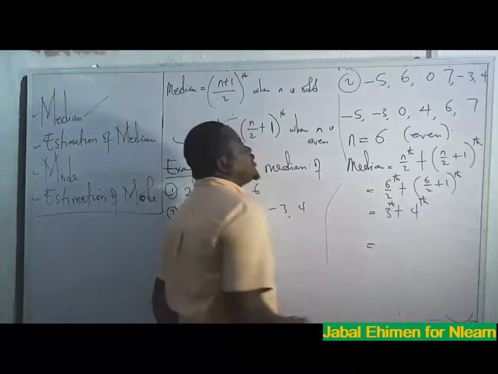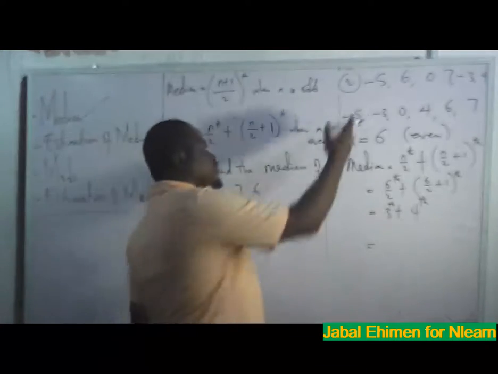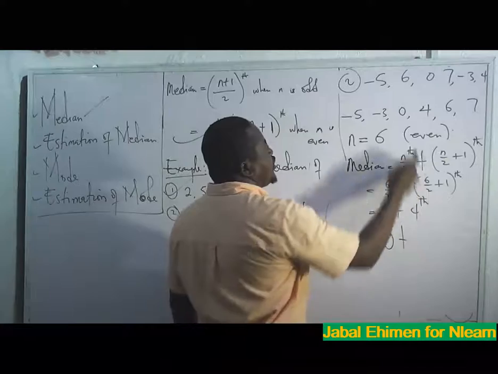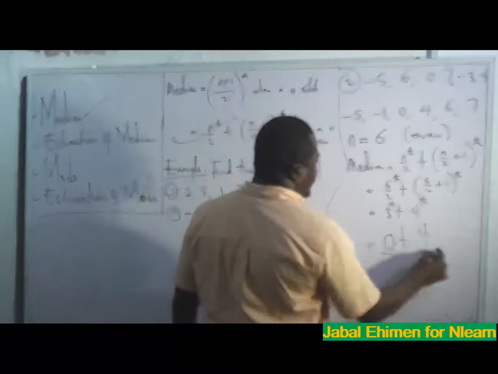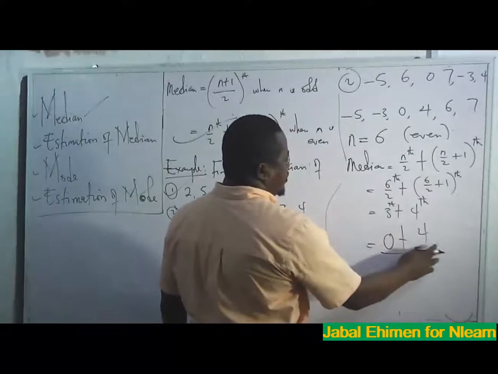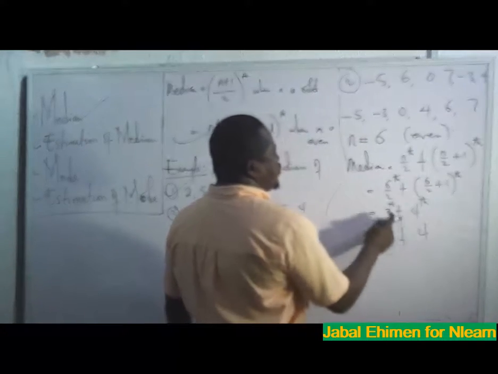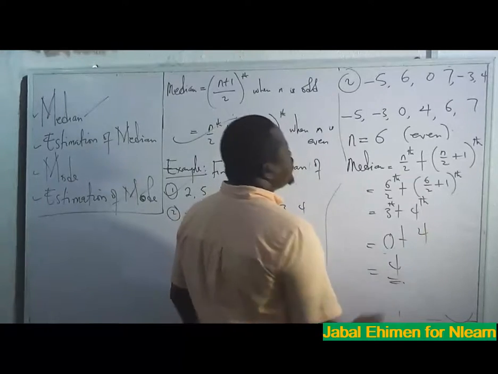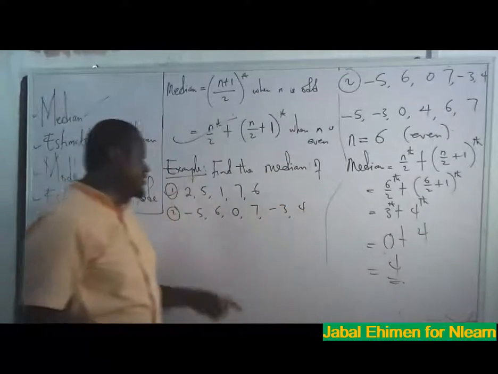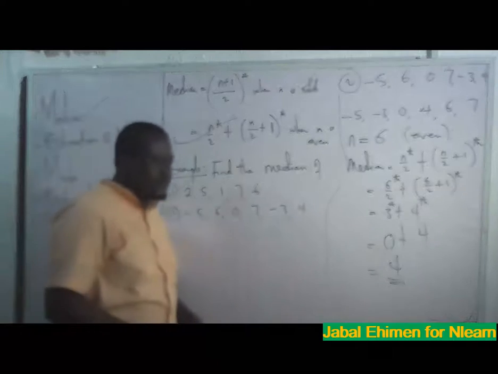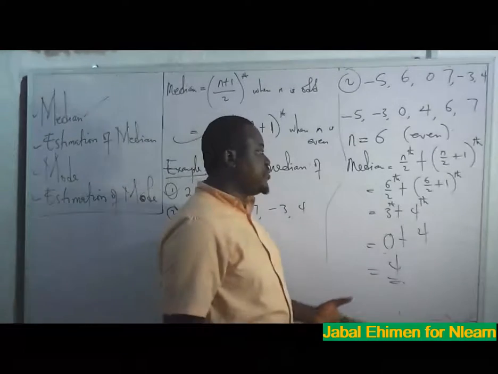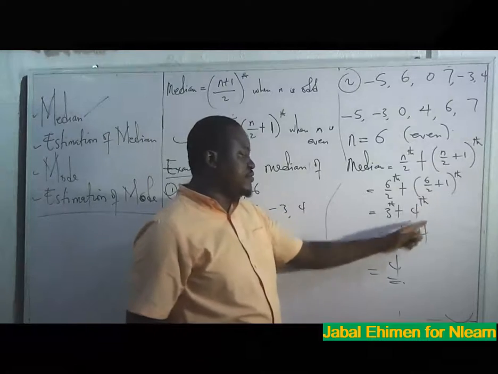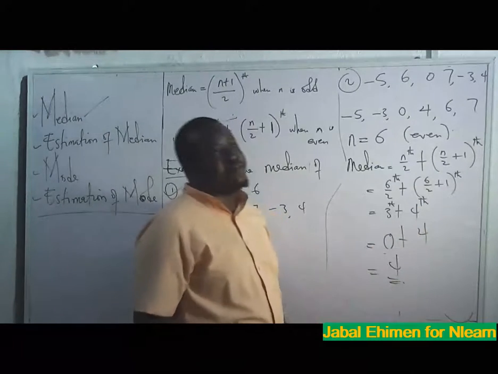So from here, where can you find the fourth term? This is the first term, second term, third term. So the third term is 0, while the fourth term is 4, all divided by 2. So you have 0 plus 4, that will be 4. So the median for this set here is 4. So from here, it's simple. You add the two of them, and you get the value of 4.